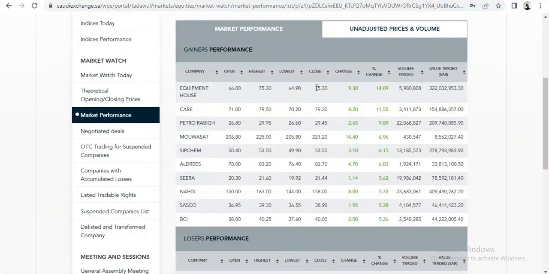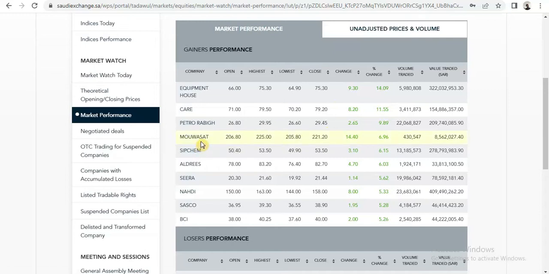In the last 6 days, Equipment House earned the most. The percentage was 14.09. In terms of riyals, 9.30 per share, opened with 66 and closed with 75.3. Then Care, an insurance company, 11.55%. In riyals, 8.20. Started with 71 and closed with 79.2. Petro Rabigh, a company registered under energy, 9.89%. 2.65 is the increase. Opened with 26.80 and closed with 29.45.